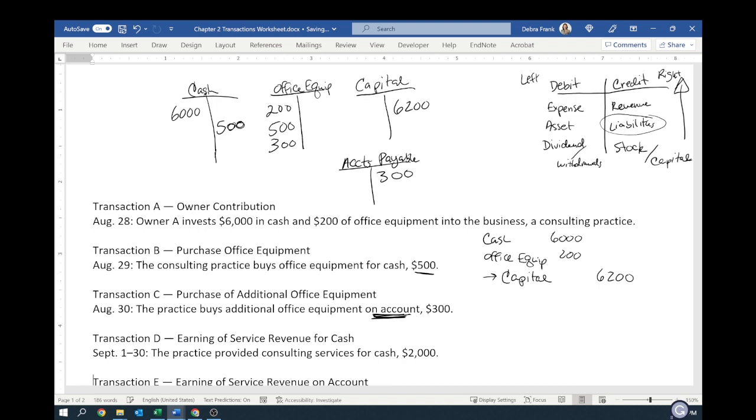So we would record that journal entry as a debit to office equipment, $300. And then we would write out accounts payable for the credit of $300. Cool. One debit, one credit. We're in balance. We're happy.